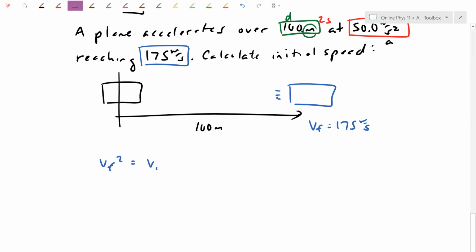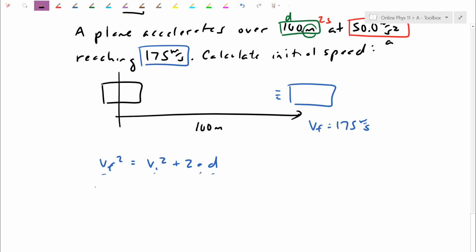VF squared is equal to VI squared plus 2AD. I know I can use this formula. So far I have 4 variables. One equation can only deal with one unknown at a time, so I can slowly work my way through here and solve for the one missing variable. So let's try it.